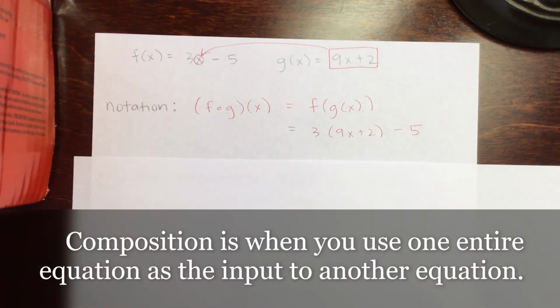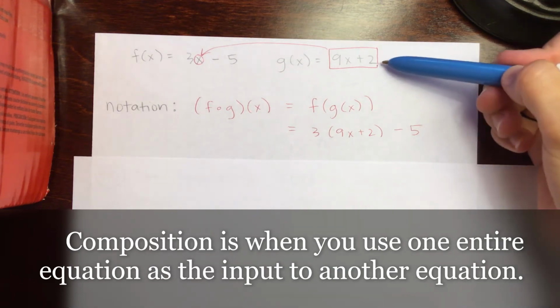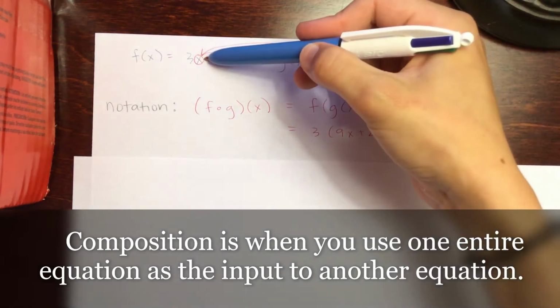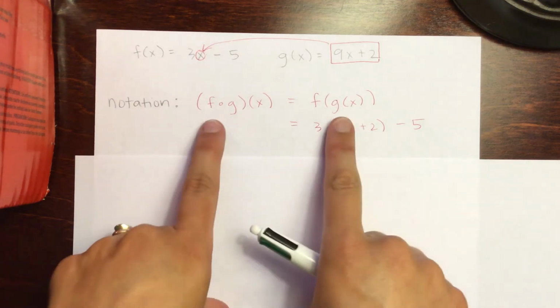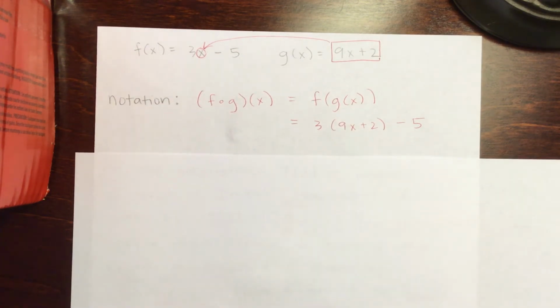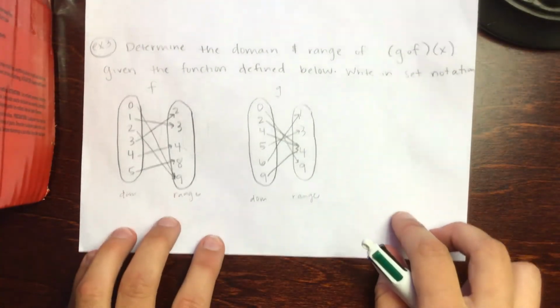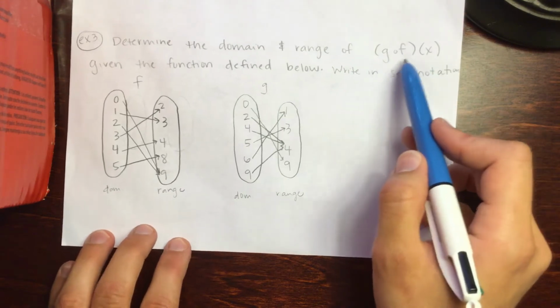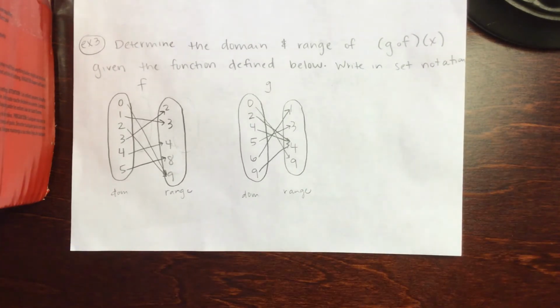Reminder, composition is when you use one entire equation as the input to another equation. The notation can be written either way here, and this is how you do it. We're going to do a few problems for homework that don't use that notation very much except in the setup of the problem, and then they use these maps here instead.